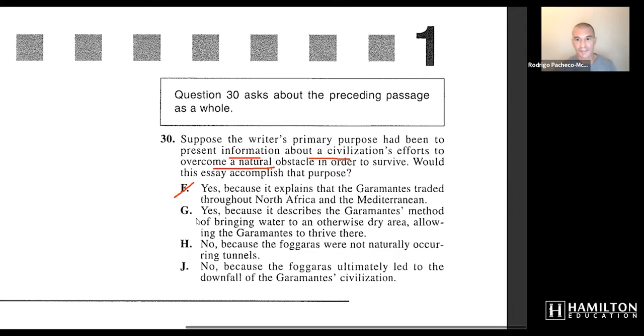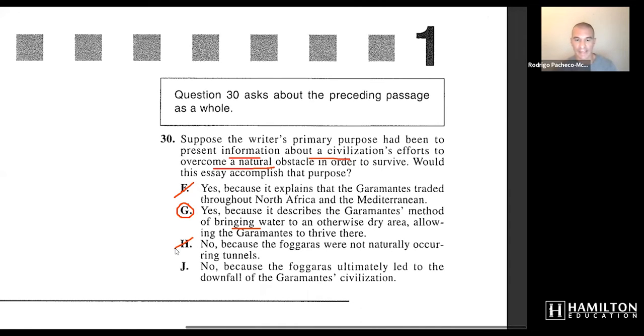G, yes, because it describes the Garamantes' method of bringing water to an otherwise dry area. That would be the desert. G is our correct answer. H says no, because the foggaras were not naturally occurring tunnels, but that's exactly the point of this question, it's about efforts that led them to overcome a natural obstacle.